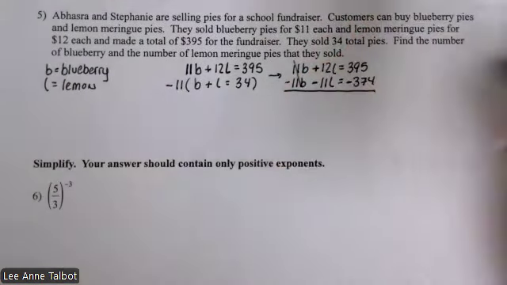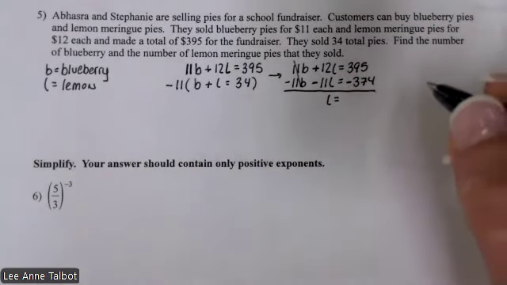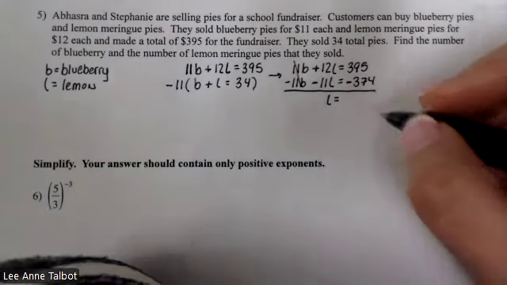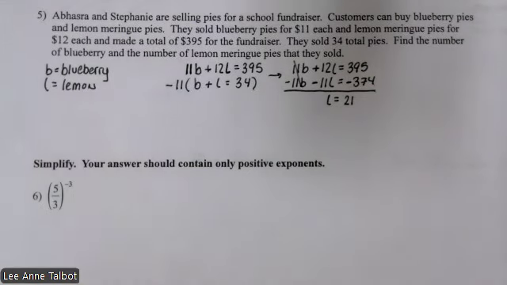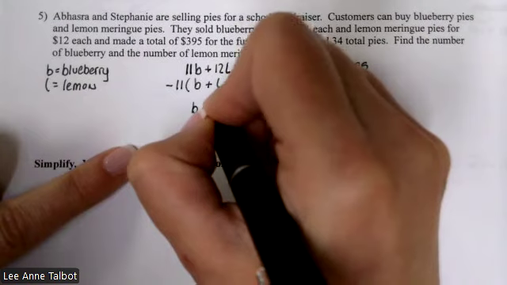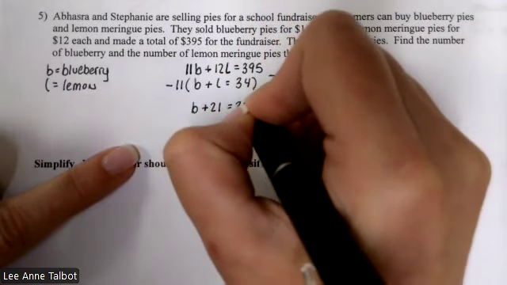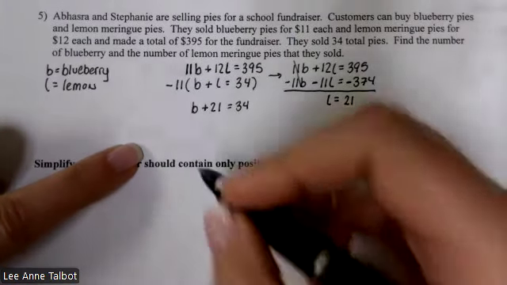Okay, so the B's eliminate. 12 minus 11 is 1L, so I'm just going to write L. 395 minus 374 is 21. So they sold 21 lemons. And I always plug back into the easier one of the two equations because I'm lazy.